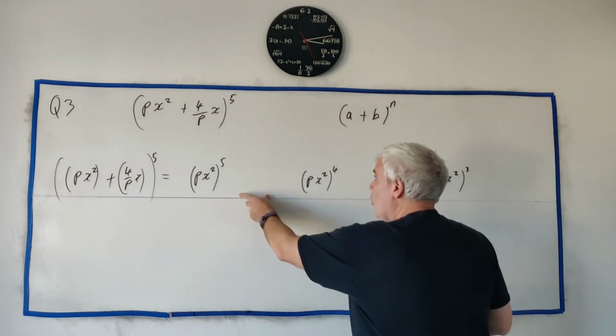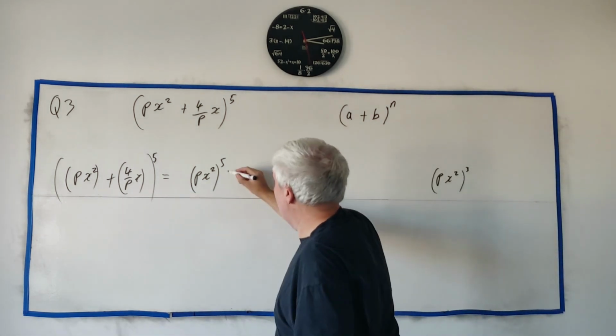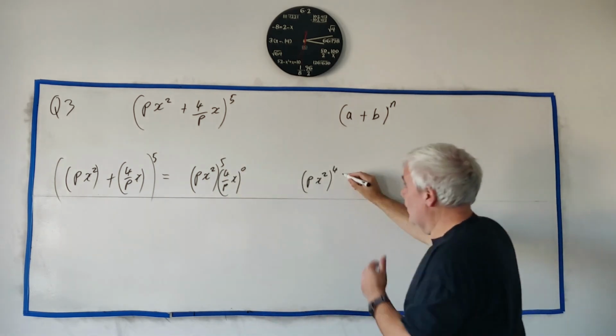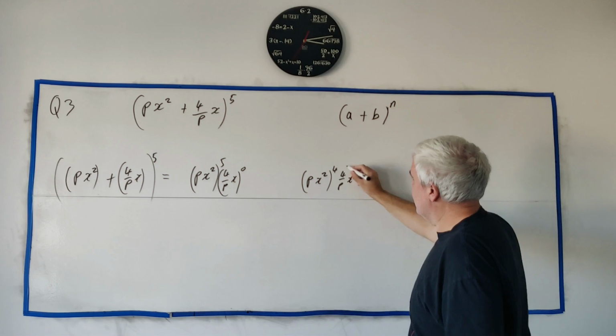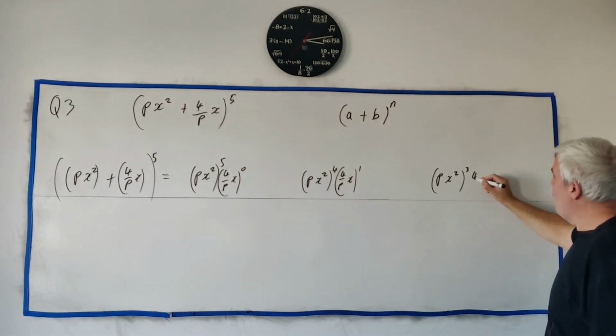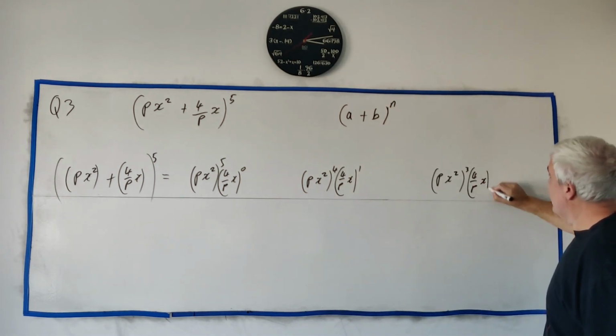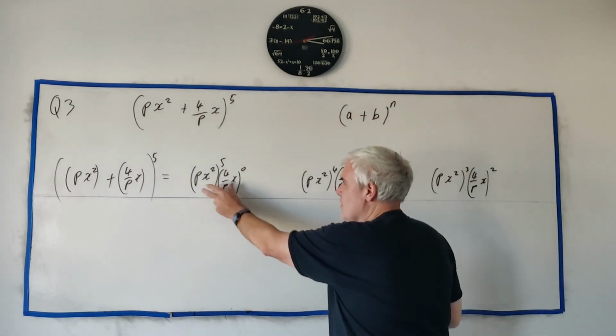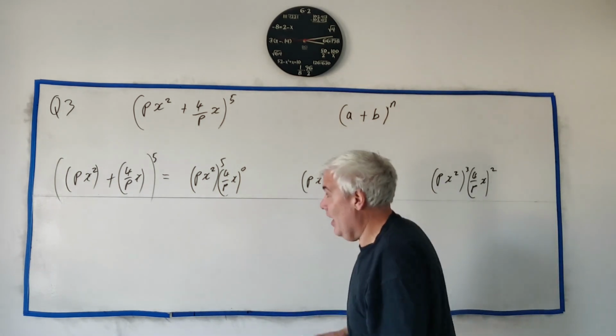And multiplying by all of these is the second term. This is 4 over px. That's to the power of 0 though. And 4 over px to the power of 1. 4 over px to the power of 2. This number here is missing in your formula, by the way. They just have a to the power of n.